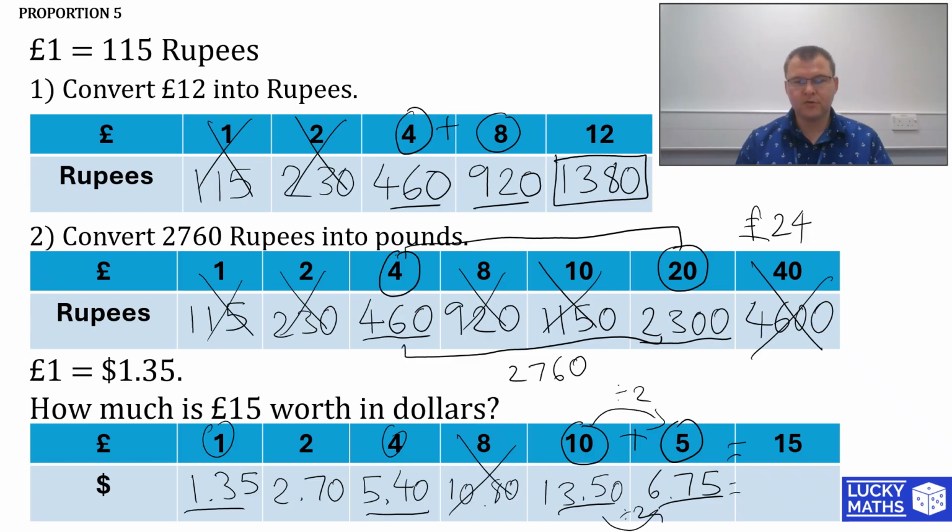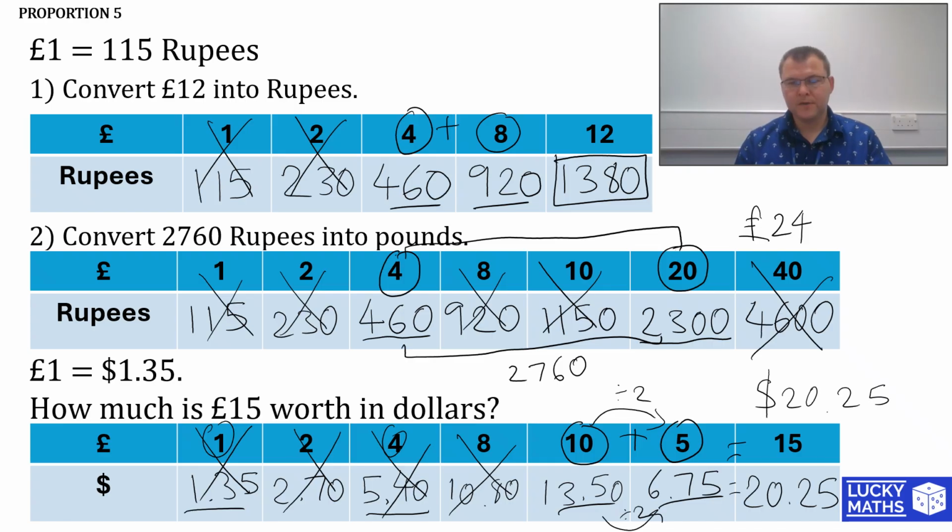So again, I'm not going to cross off the rest because I don't actually need those anymore. So I'd want to add together 1350 and £6.75, which works out, I believe, at $20.25. So again, just to clarify, it's all about using that ratio table to double, times by 10, maybe half, and again put the components together. Another good use of the ratio table.